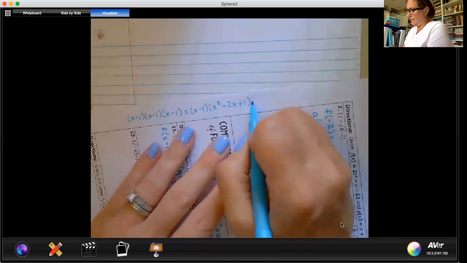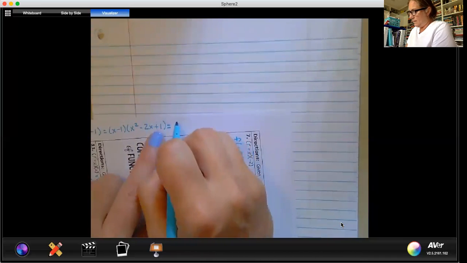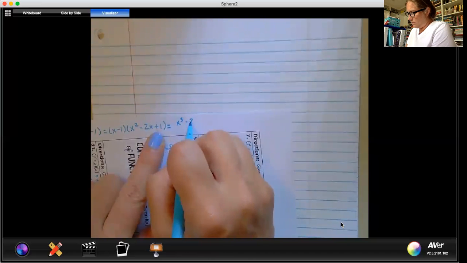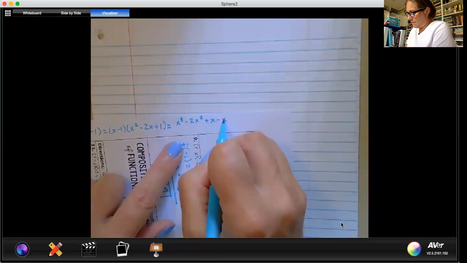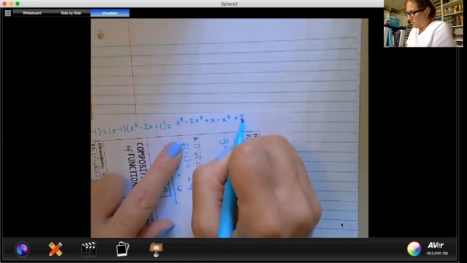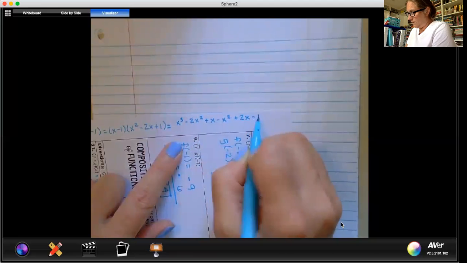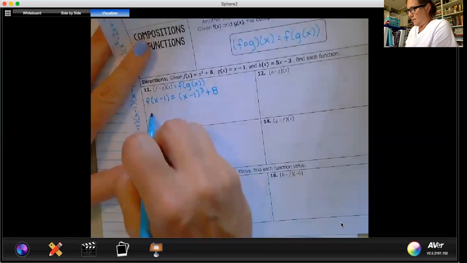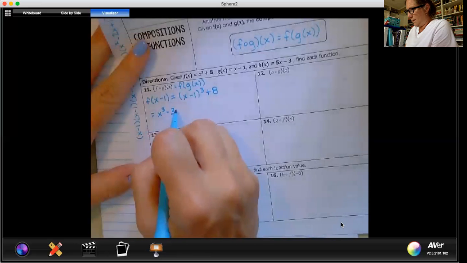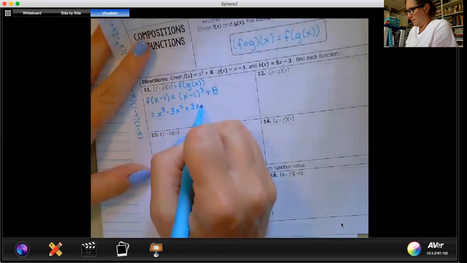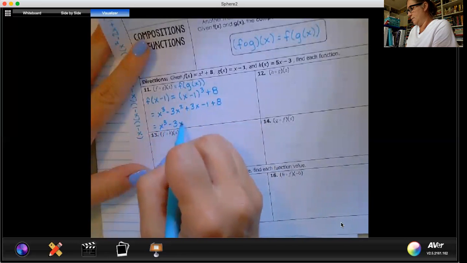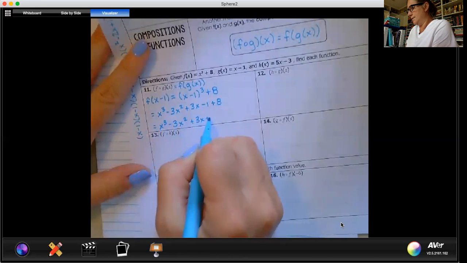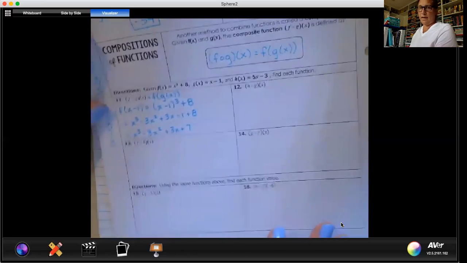So once you simplify this, you do x cubed minus 2x squared plus x minus x squared plus 2x minus 1, and combine like terms, you get x cubed minus 3x squared plus 3x minus 1 plus 8, which is x cubed minus 3x squared plus 3x plus 7. Some of these can get kind of tedious.